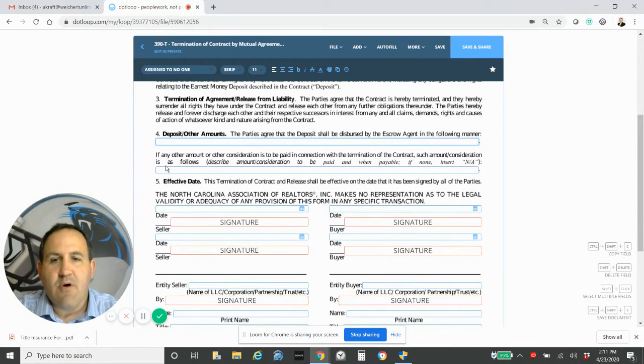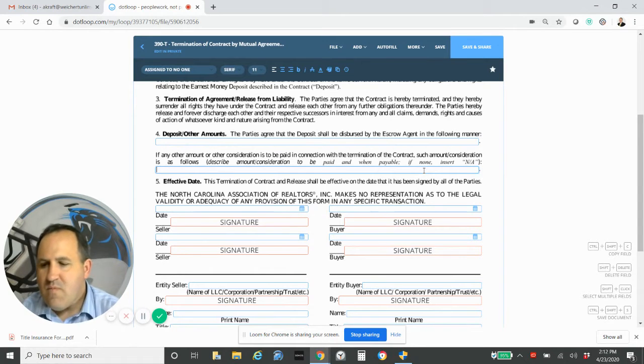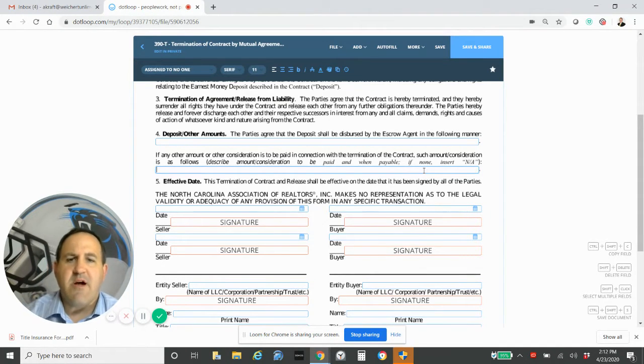Okay. Next part here. If another amount or other consideration is being paid in connection with a termination of contract, such as amount consideration as follows, describe the consideration to be paid and payable. If none, put NA. So typically you're going to put NA in there. But what might that be? Well, sometimes it's that the buyer is going to give the seller the home inspection for $200. So the buyer's getting their earnest money back, but the buyer is willing to give the seller the home inspection, or anything involved. Maybe there's some repair issues that had been caused, and so the buyer is going to compensate the seller, or maybe the other way around. Okay, so if there's any of that other stuff, that would go there. Otherwise, it'd just be NA.